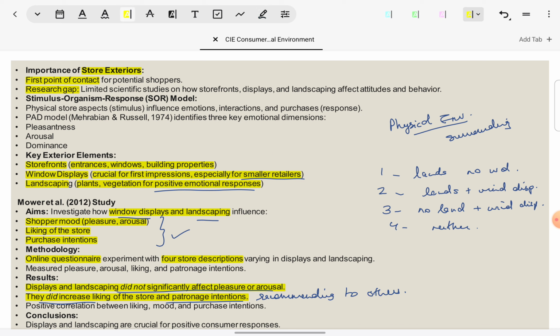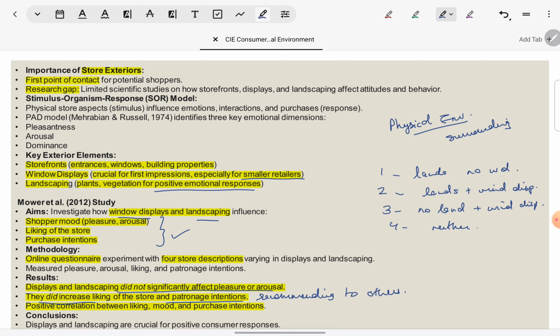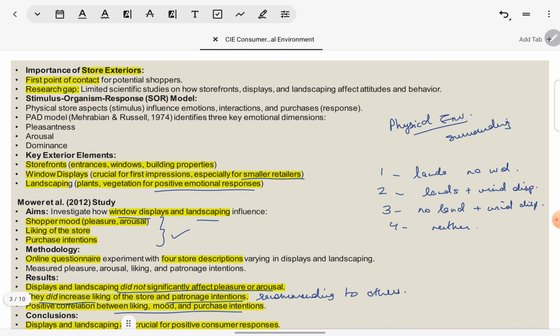And there was also positive correlation between liking, mood and purchase intentions. So participants who expressed more liking of the store exterior were more likely to purchase something. At least they showed a desire or an intention to purchase. The last two results are significant, meaning they were applicable to the population. What we can conclude from this study is that displays and landscaping can really help in positive consumer responses.